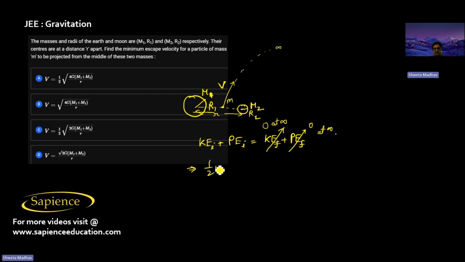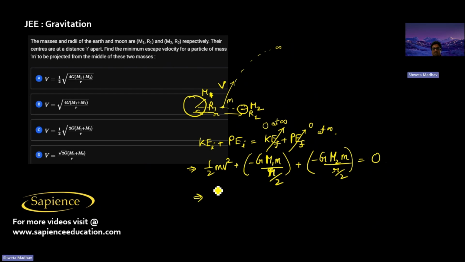So the initial kinetic energy, that is half m v square, plus the initial potential energy. One is due to the Earth and one is due to the Moon. Due to the Earth, it will be minus G M1 m by r by 2. And for the Moon, that will be minus G M2 into m by r by 2. This distance will be r by 2, since it has to be projected from the middle of these two masses. So this is equal to 0. So m on m will get cancelled. So I will say v square by 2 equals 2G by r into M1 plus M2.